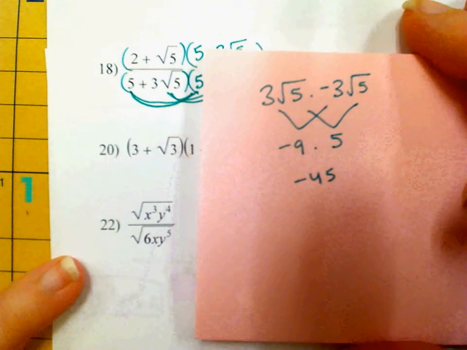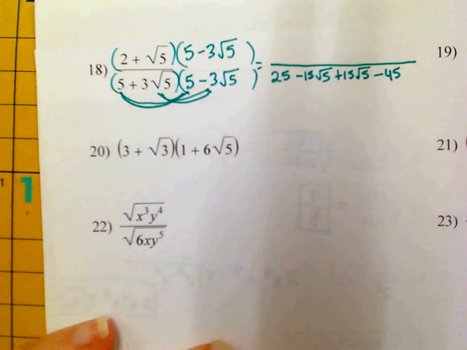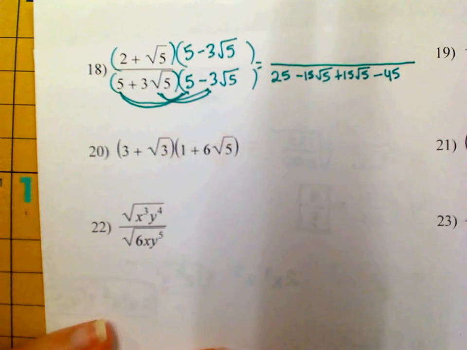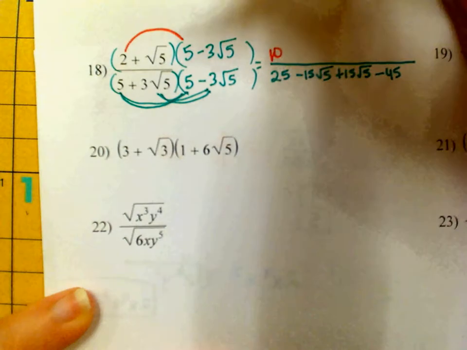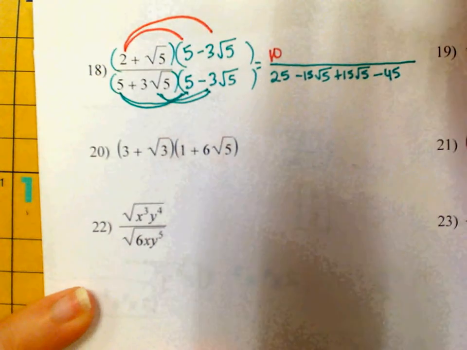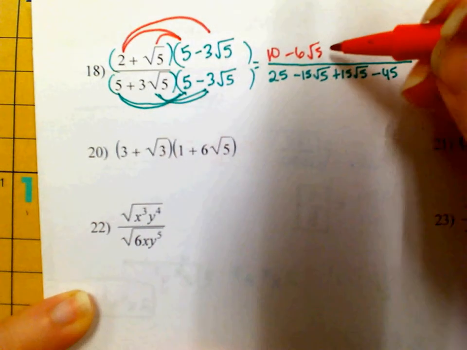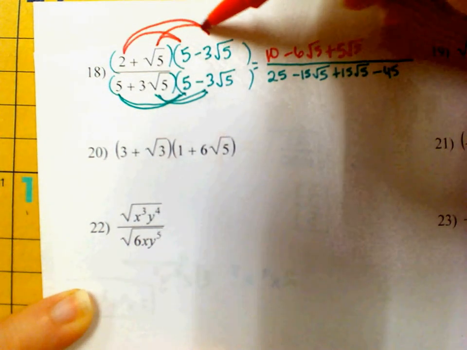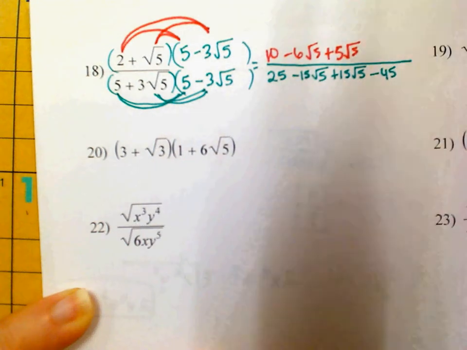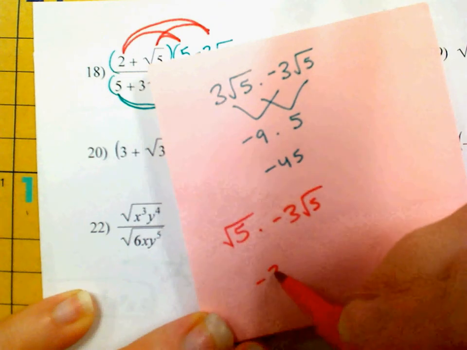Okay, then my numerator, I'm going to start multiplying. I've got 2 times 5, which is 10. 2 times negative 3 square roots of 5 is a negative 6 square roots of 5. Square root of 5 times 5 is a positive 5 square roots of 5. And a positive square root of 5 times a negative 3 square roots of 5 is just a negative 3 times 5, which is a negative 15. So when I multiply those two, I just get negative 15.